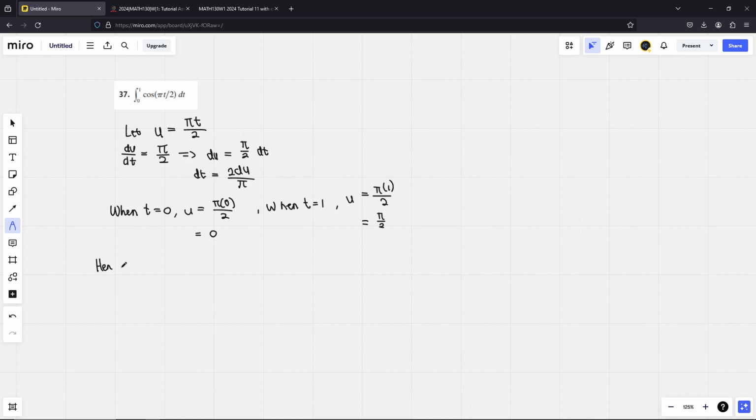So now we have our new integral, which is going to be from 0, the lower bound stays the same, and our new upper bound is going to be π over 2. Now we have our cos. We said let πt by 2 equal u, so we can sub that in, and we also solved for dt, so now we can sub this in.